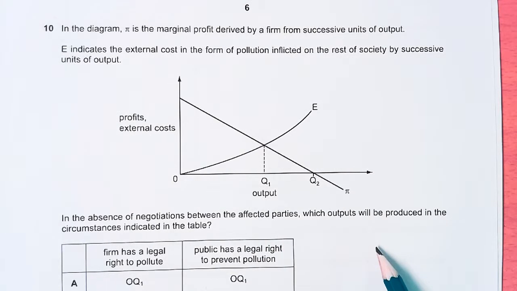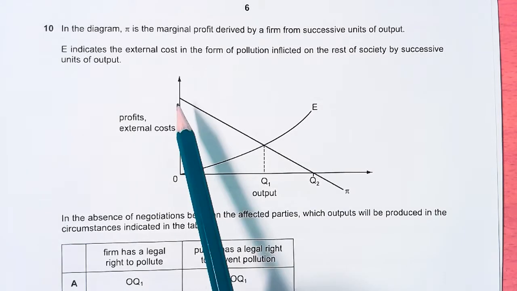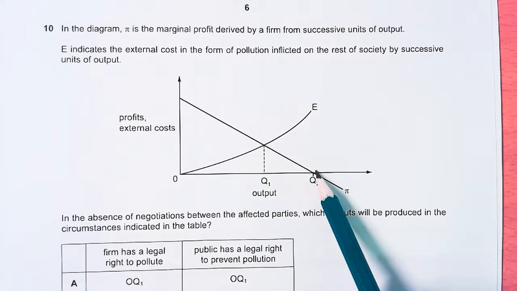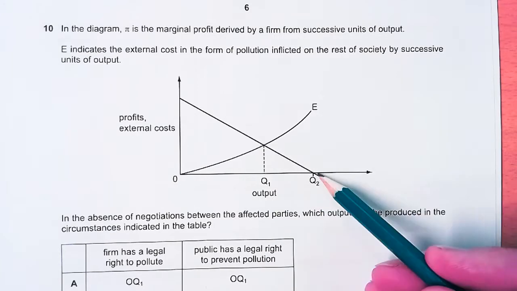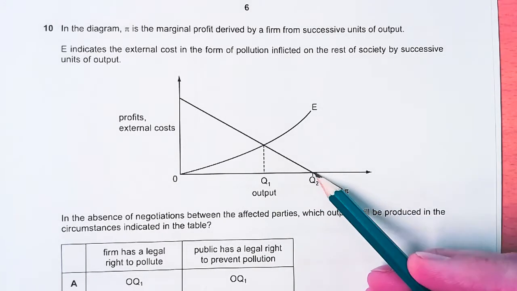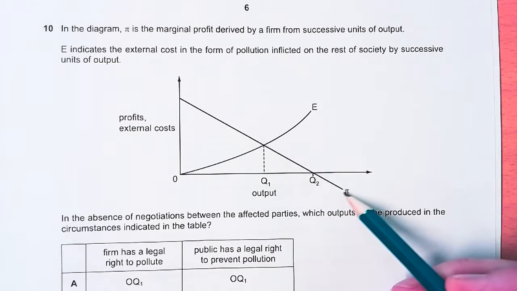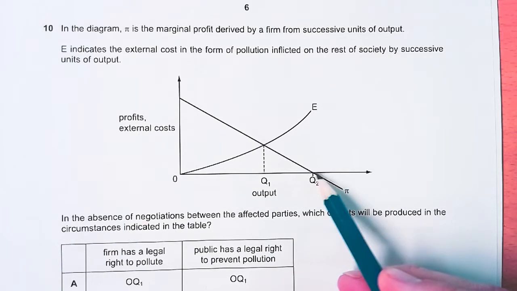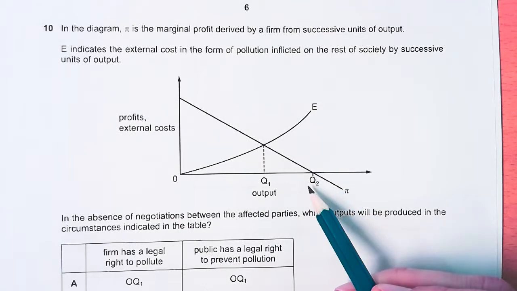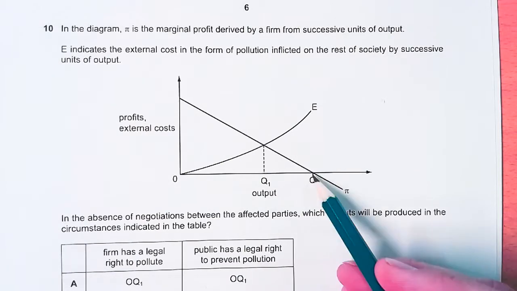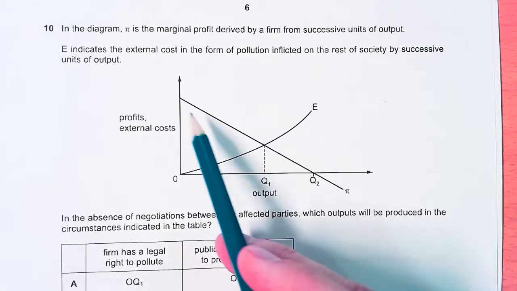So we can see that this is our marginal profit derived by the firm. So in essence, it seems like when they hit this point here, that is essentially the point where marginal cost would equal marginal revenue, and there would be no more marginal profit but a marginal loss. Okay, as we can see with this line going into the negative. So given that, we don't have negotiations taking place between the affected parties, so the firm will want to produce right up to that point, because then that squeezes out all of this profit.